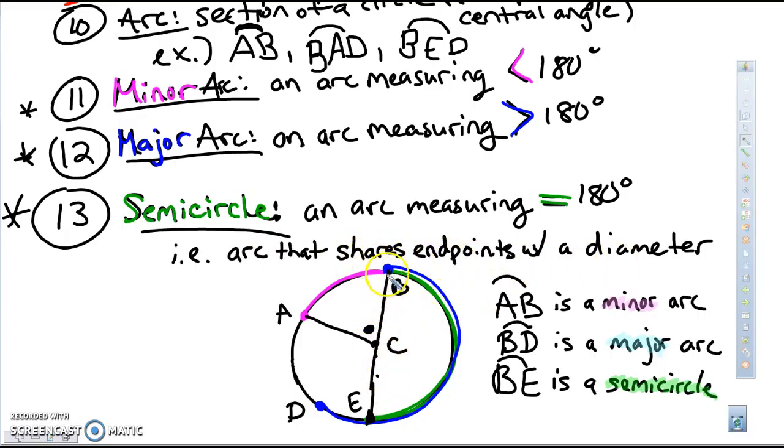So, technically, the angle BCE is the central angle for the semicircle. And obviously, since it's a straight line, it's 180 degrees. So, trying to tie this all together as much as we can, here are some examples. Like I said, AB is a minor arc. BD, I should put BED here. Arc BED is a major arc. And then BE is a semicircle. And since it's a semicircle, it doesn't matter which way I go, because if I go BAE, then it's still going to be a semicircle.